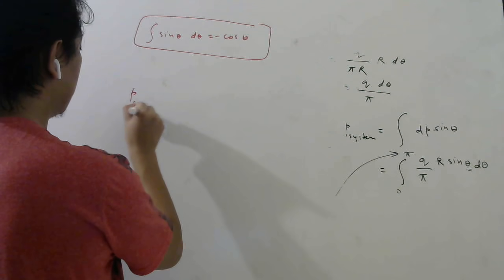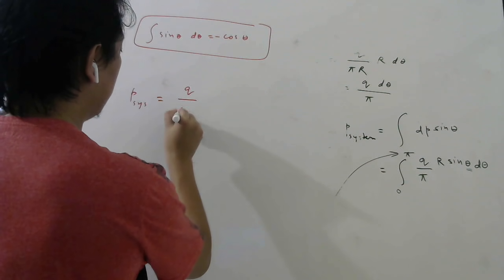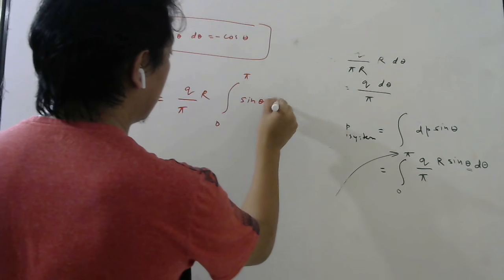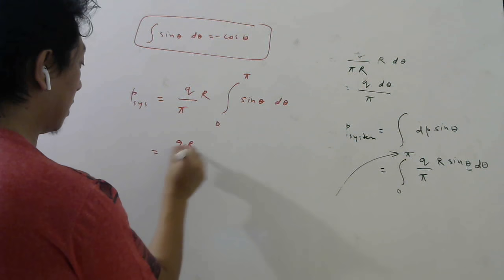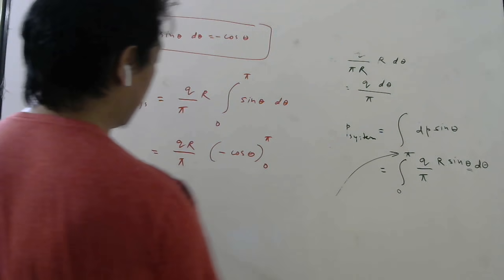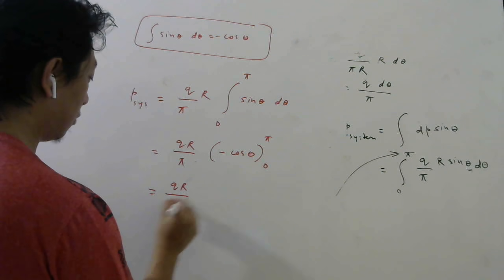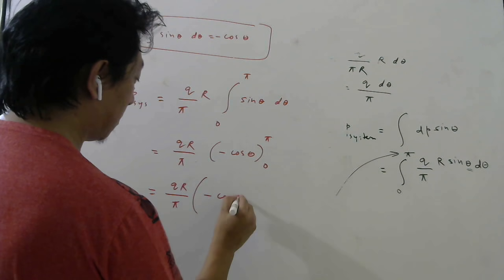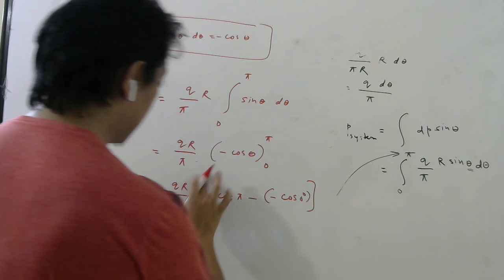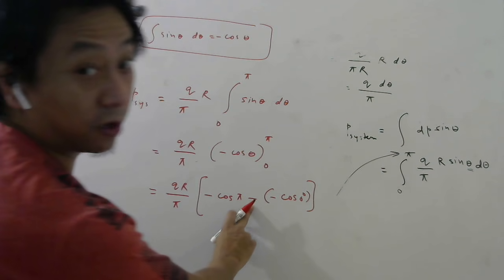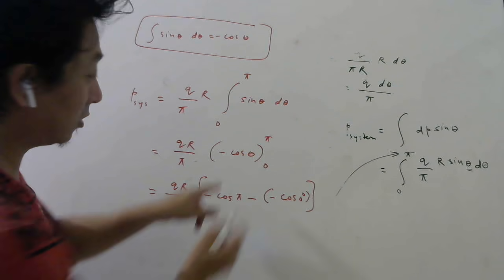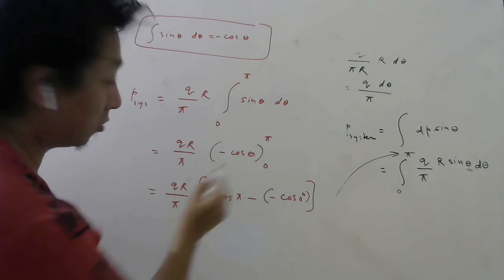So the dipole moment of the system will be, taking constants outside, q by pi and r will come out, integration 0 to pi sin theta d theta. So qr by pi, the integration of sin theta, as I told, is minus cos theta, upper limit pi, lower limit 0. Then we have to put the limits. So minus cos pi, minus, then put the lower limit, minus cos 0. This minus is from the formula, and this minus is because in the function there is a minus. After doing the integration, you have to put the upper limit in the variable for this function.